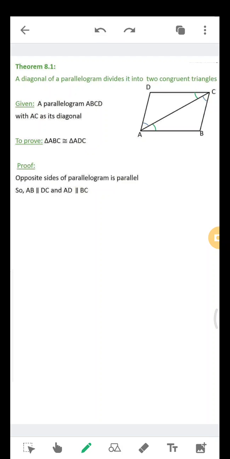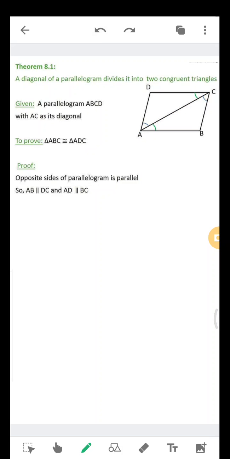Let's see that. We know that opposite sides of a parallelogram are equal. Opposite sides of a parallelogram are also parallel. So we know that AB is parallel to DC and AD is parallel to BC. We learned this in the properties of parallelogram. When AB is parallel to CD, I can say AC is the transversal here.